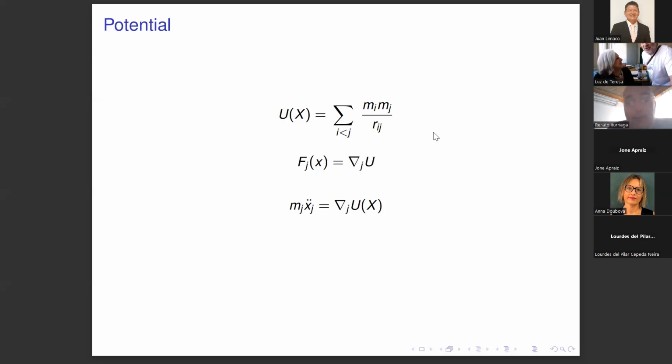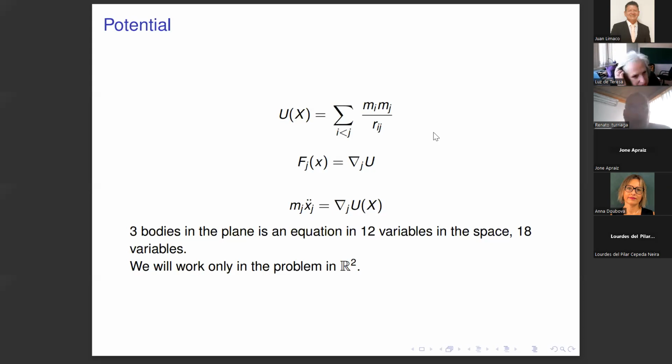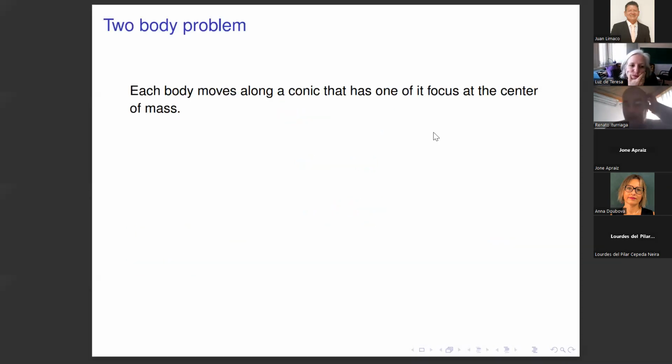That's a set of equations. For example, if you have 3 bodies in the plane, this is an equation in 12 variables, and in space it is 18 variables. So very soon after 2 bodies, the equation becomes very, very complicated. In fact, it is not completely understood, even for 3 bodies in the plane. We will work only on R2.